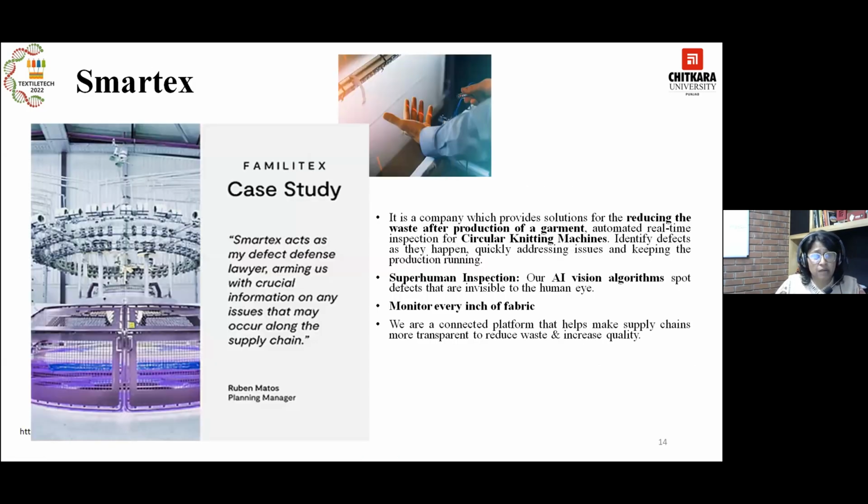One company known as SmartTex is providing a solution to circular knitting machine products. This company says that when we develop a product, during the production, the material gets many defects. And in the end, when we check the product, it has defects, and we have to keep that product in a separate area because we cannot send it to the market. So this company is using AI, artificial intelligence, to check the defects at all levels while producing the circular knitting products. And there are many companies associated with this company and benefited by this, I would say, super inspection provision given by SmartTex.